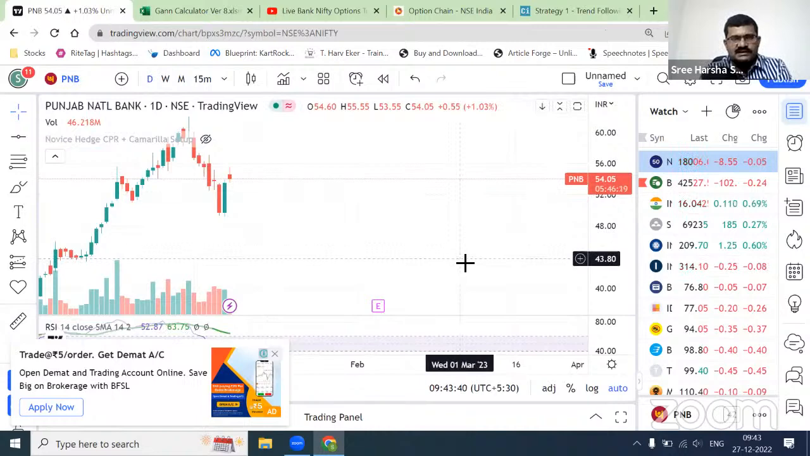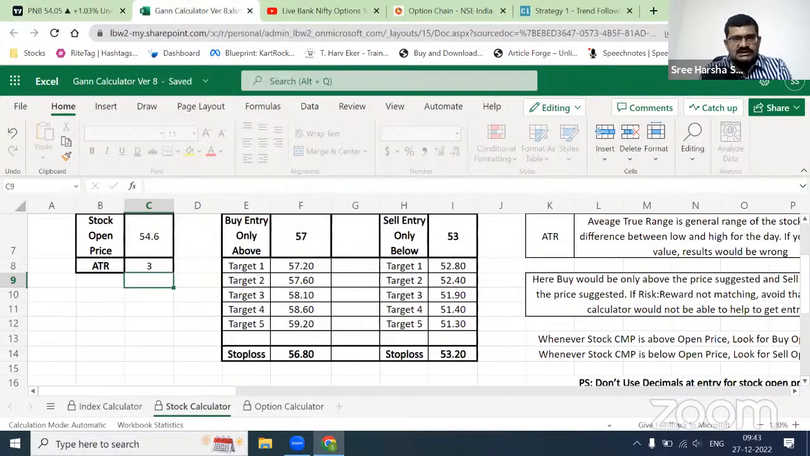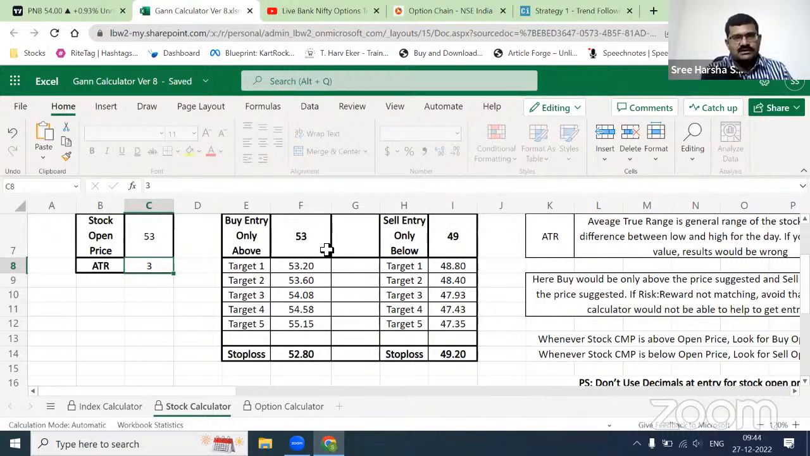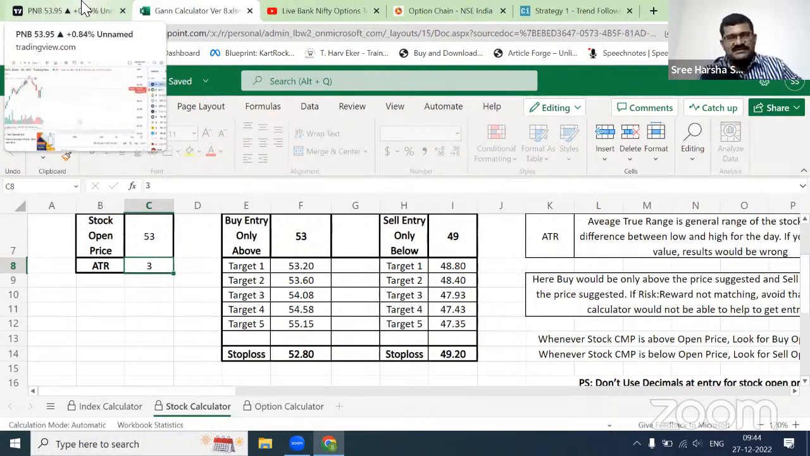Currently, what is the low? 53.55. So what I have to do is change this a little bit. Otherwise, we will not have it. Okay, it is not getting there. Now the most important thing is above 53, we can look at buy. The levels which I'm sharing here are very important numbers. If it is trading below 53, it is going to go down only.